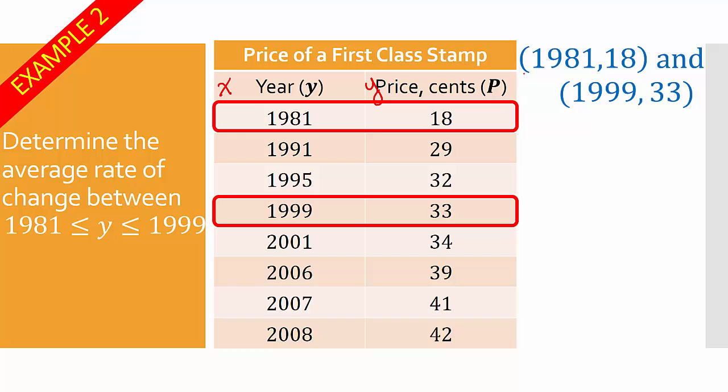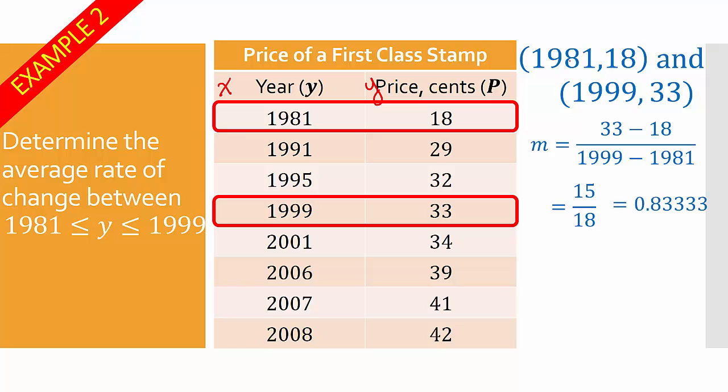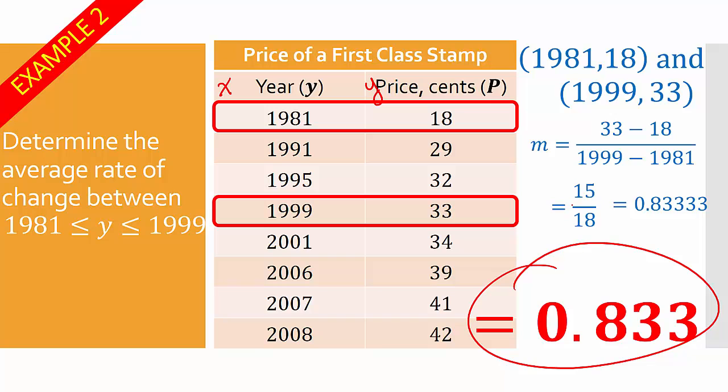So we have our 2 points, and all we have to do is apply that rate of change formula. So we have 33 minus 18, so this minus this, and then since we start with 33, we have to do 1999 minus 1981, which gives us positive 15 over 18, which comes out to a decimal of 0.83333. Basically, the 3 is repeating, so we can just write it like that. It would be better, because whenever we're finding the rate of change in a word problem, we want to keep it in this form. We don't want to leave it as a fraction.